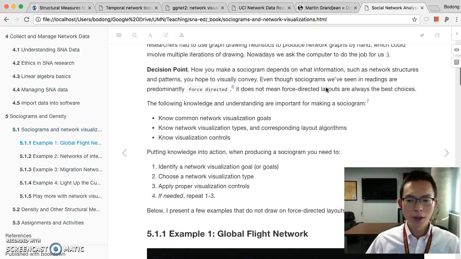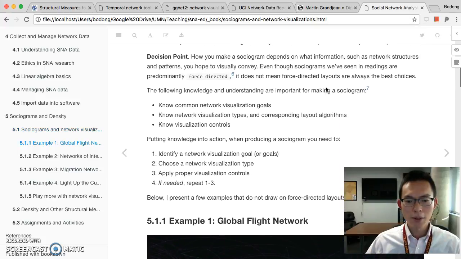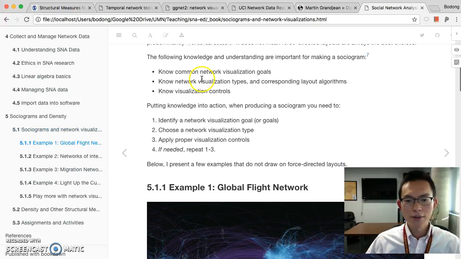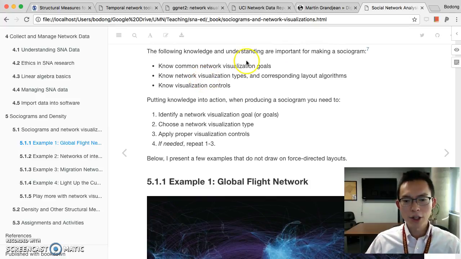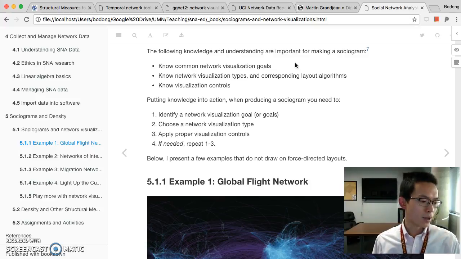And if you come up to this page here, I've highlighted the importance of knowing what the goal of making this visualization is. That's usually the starting point of making a sociogram. Are you trying to communicate, for example, positions of key players in the networks? Or are you trying to understand how information will flow across networks?